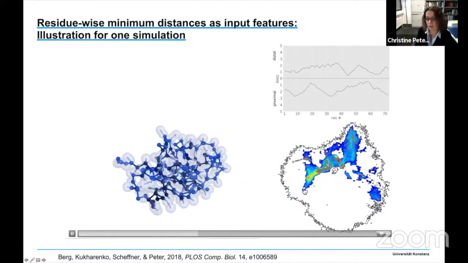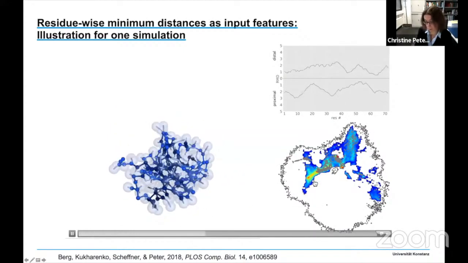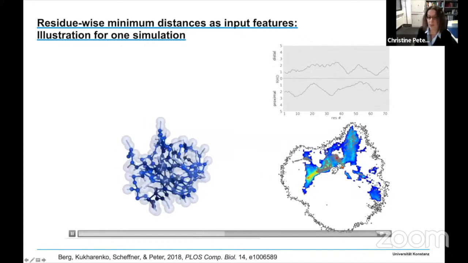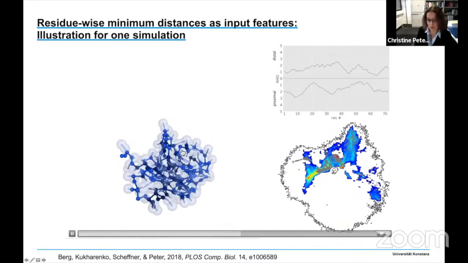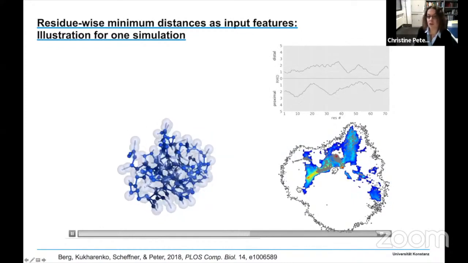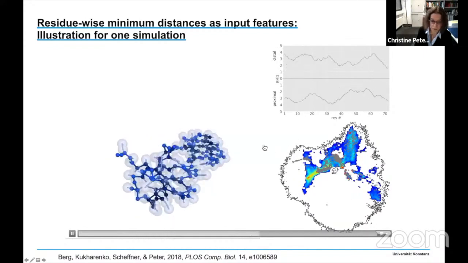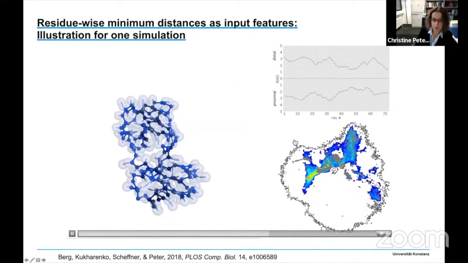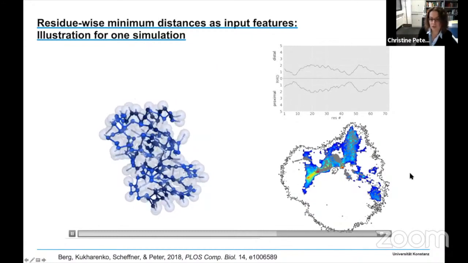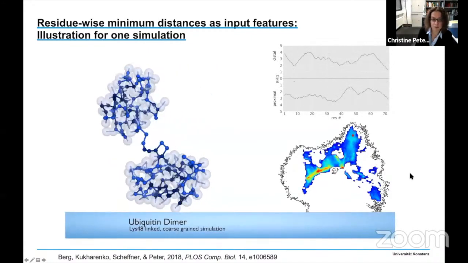And you see also that we can generate a two-dimensional map, in this case again with sketch-map, and how the points of the simulation move through that map. Full stop. Let me move on from here. So these are the features we have been using.